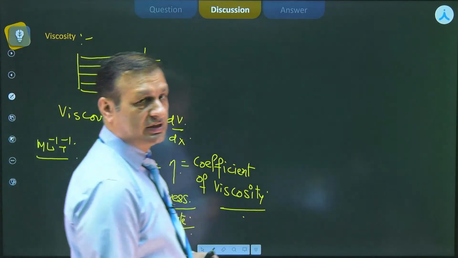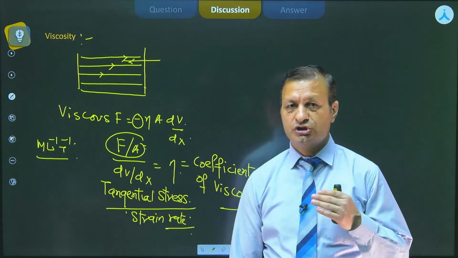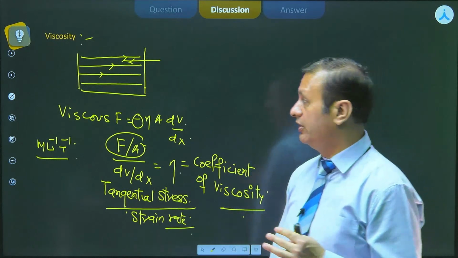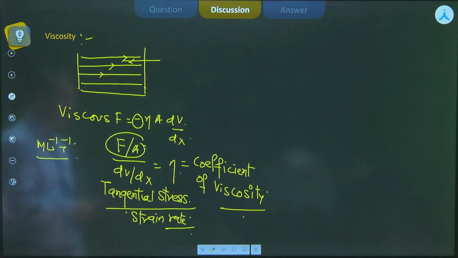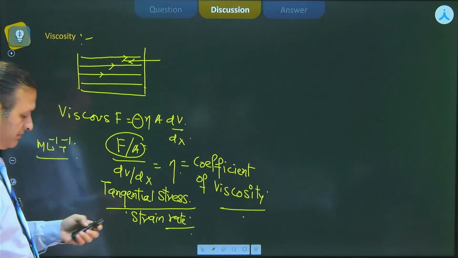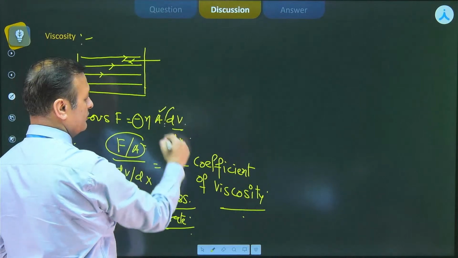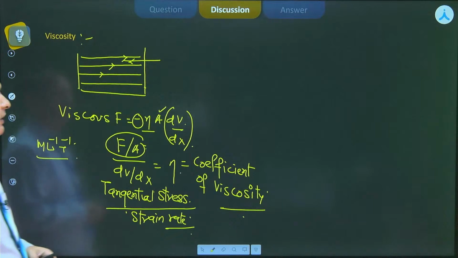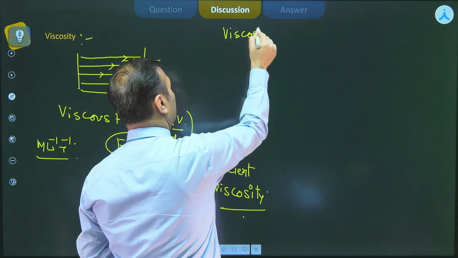So viscosity is like a liquid friction that does not allow the liquid to flow smoothly or freely. So it is like a liquid friction. This is the coefficient of viscosity we have, and viscous force is opposite in nature. It depends on the area of contact, the velocity gradient, the nature of the material and all.